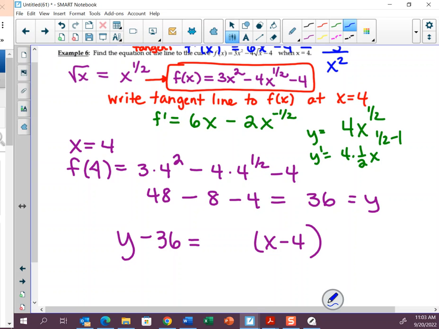All right, now plug in 4. 6 times 4 minus 2 times 4 to the negative 1/2. 4 to the negative 1/2 is 1 over the square root of 4, times 2. That's going to clean up to be 1. This is 24. That's 1. So my slope is 23.